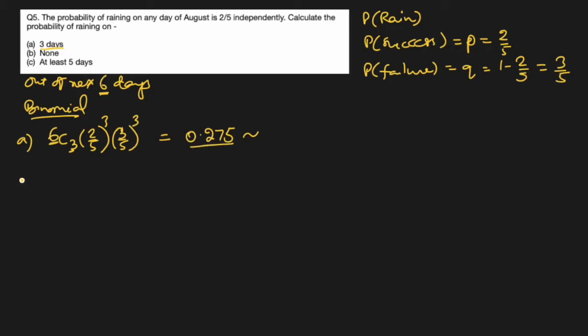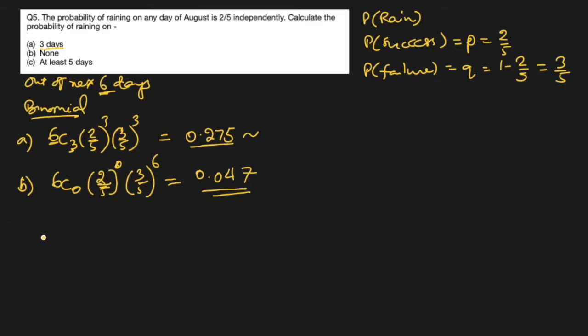Okay. Part B. None out of the 6 days means it does not rain at all. All 6 days are dry days. So it will be 6 C 0, 2/5 to the power 0, and 3/5 to the power 6, all 6 failures. 0 success, 6 failures. We get in this case 0.047. I'm rounding it off to 3 decimal places.